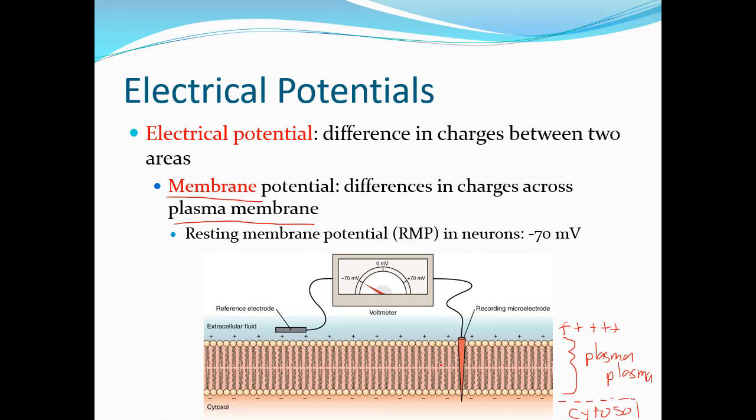Typically speaking, in neurons, we have a resting membrane potential of negative 70 millivolts, meaning that within the cell, it's slightly negative, so negative 70 millivolts within the cell. And then outside of the cell, it's going to be positive outside. Okay, so it's negative 70 millivolts within the cell. And you'll need to know this number when you go into physiology.